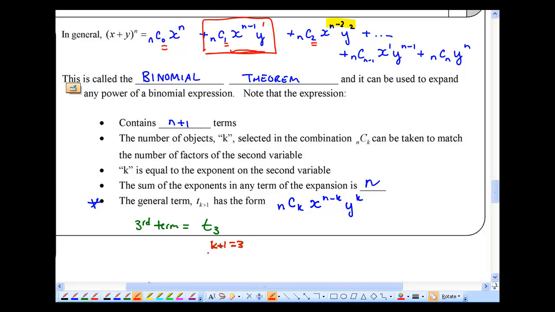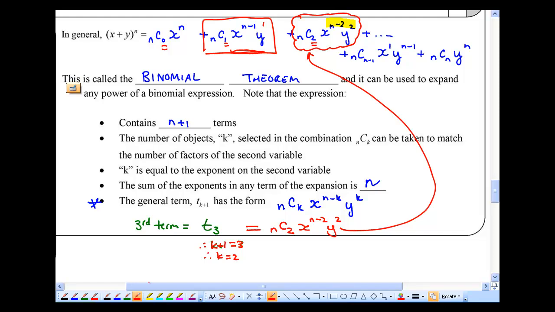So what's k? K is actually equal to 2. So therefore, when I use this formula, the third term is actually n choose 2, x to the power of n minus 2, y to the power of 2. Okay? And that is correct, because if I look now at my third term in this expansion, that's what I got. Okay? So please be careful here.